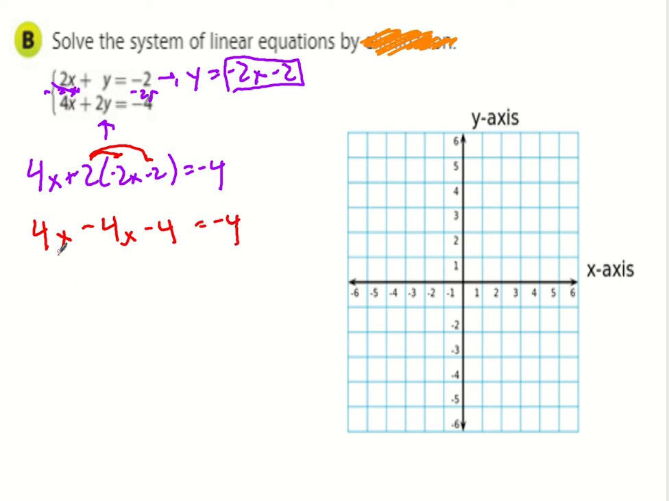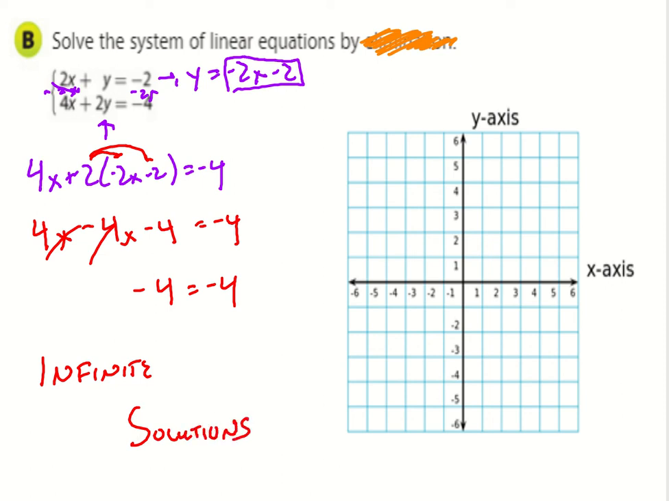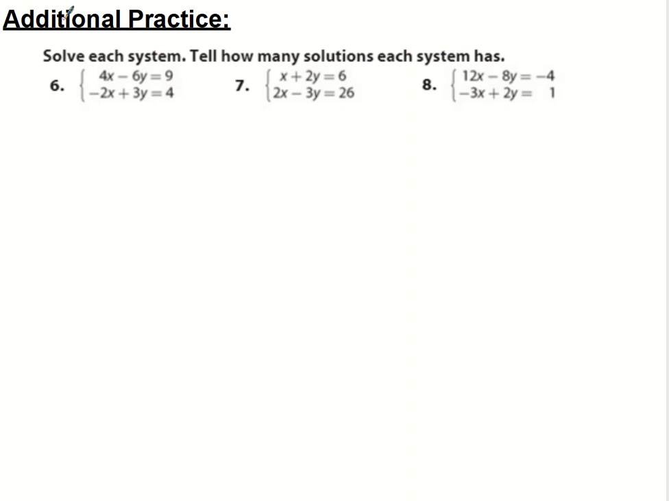But let's simplify the left side. 4x minus 4x is 0. Those cancel each other out. I'm left with negative 4 equals negative 4. So my variables canceled. The left side and the right side are the exact same thing. This would be an example of infinitely many solutions. They are the same line.